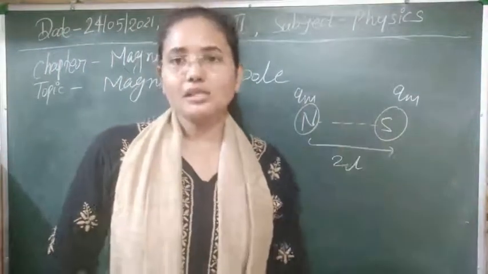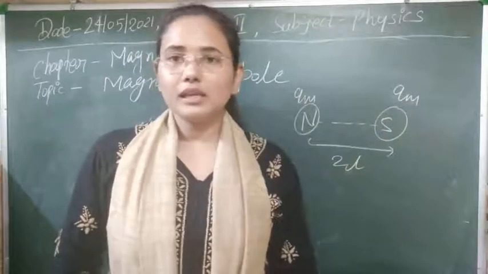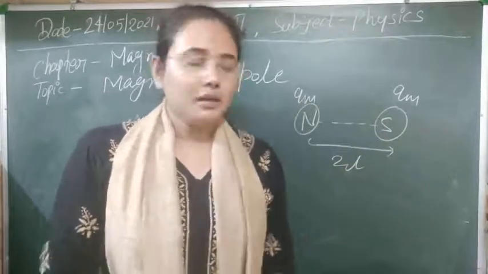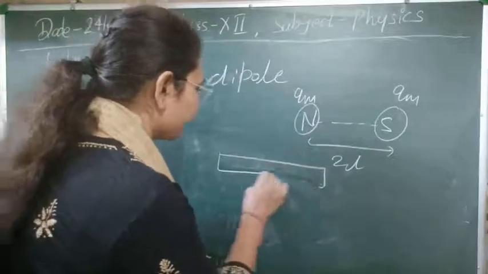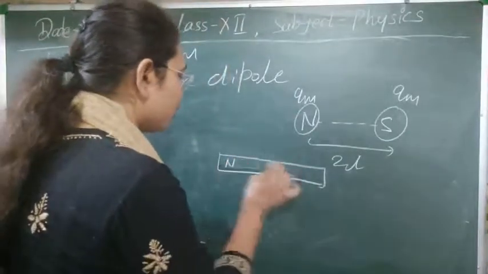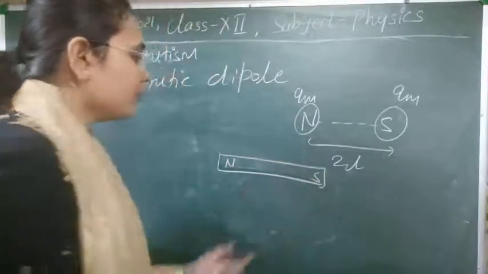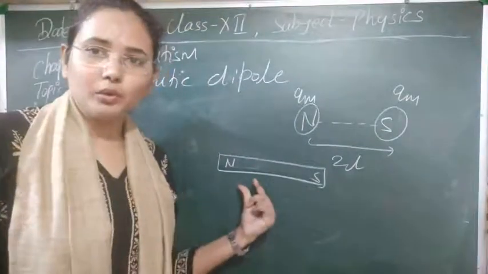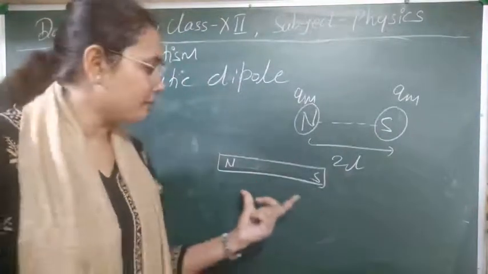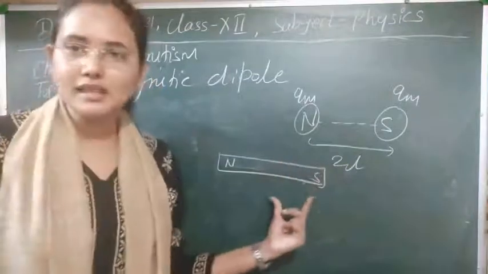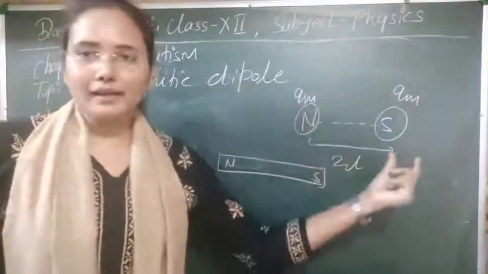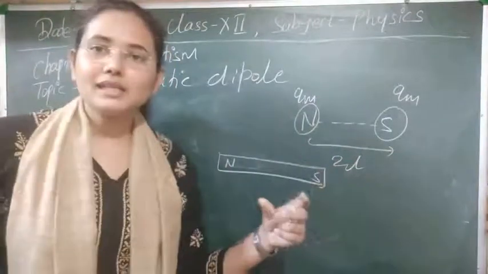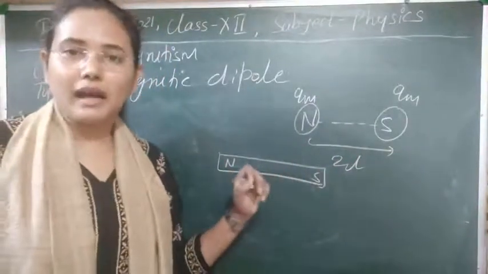According to this definition, if you see any bar magnet, we have seen such a construction for the bar magnet. We have a north pole and a south pole, two different poles separated by some small distance, and their pole strengths are also equal in magnitude. It means a bar magnet itself is a magnetic dipole.